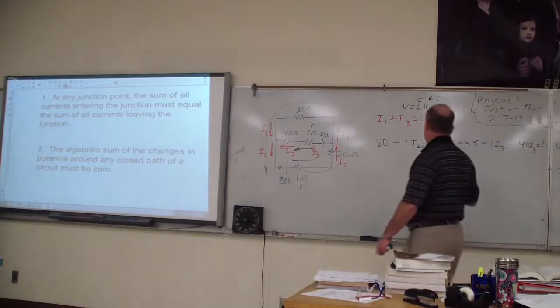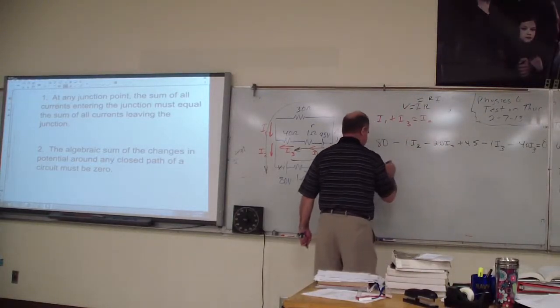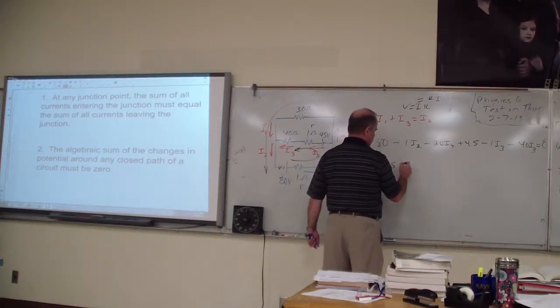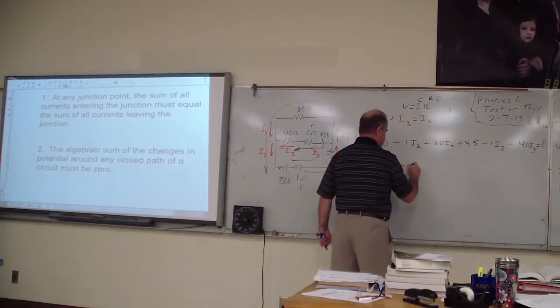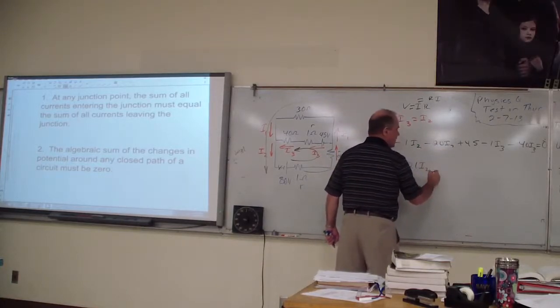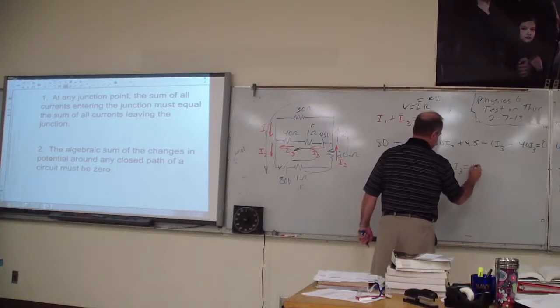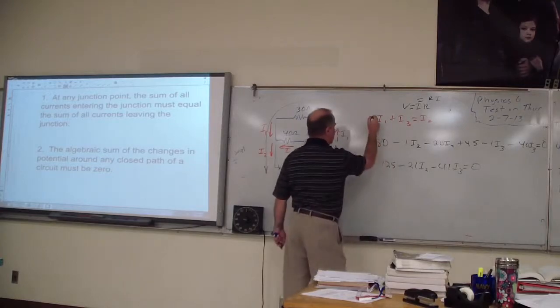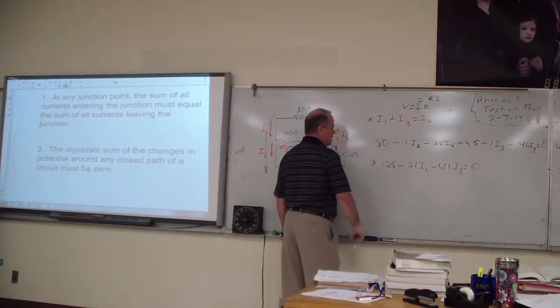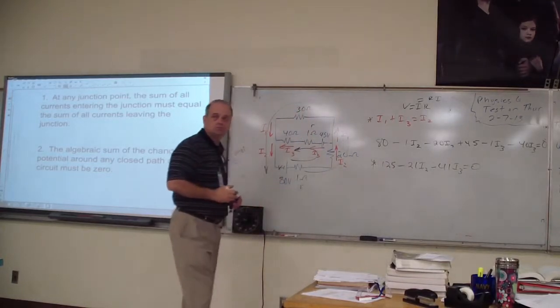Let's simplify this a little bit, guys. 80 and 45 is 125. And the I2 is minus 21 I2, and then minus 41 I3. That's not bad. So far we have 2 equations. And I need a third one because I have 3 unknowns.